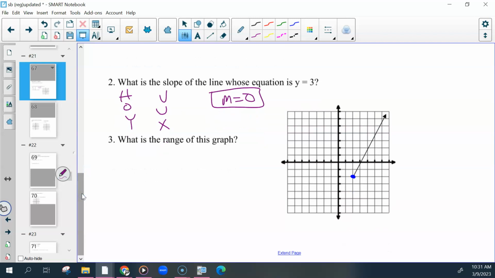For 3, we're finding the range. So you should start at this point. That should be an endpoint, and it keeps going up. So that would be everything above that point. It would be y is greater than or equal to negative... Questions on those?